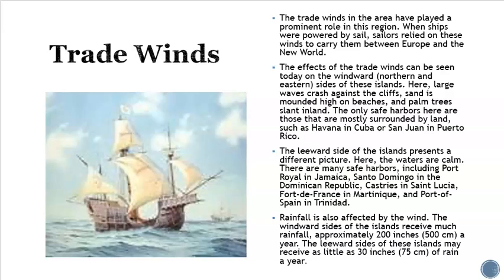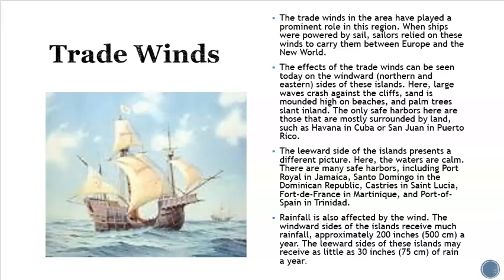Here, with the trade winds, large waves crash against the cliffs, sand is mounded high on beaches, and palm trees are slanted inland. The only safe harbors are those that are mostly surrounded by land, such as Havana in Cuba or San Juan in Puerto Rico.